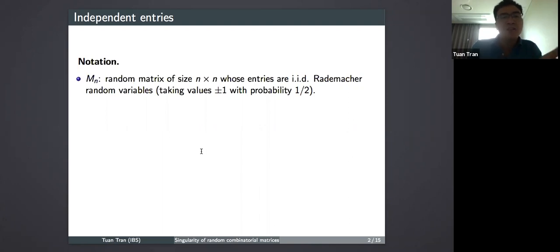The most studied model of combinatorial random matrices is perhaps the Bernoulli matrix. So let me recall the definition of a Bernoulli random matrix. I will denote by Mn a random matrix of size n by n. So it has n rows and n columns, and the entries are IID Rademacher random variables. So it takes value plus one and minus one with the same probability 1/2. And importantly, the entries are independent.